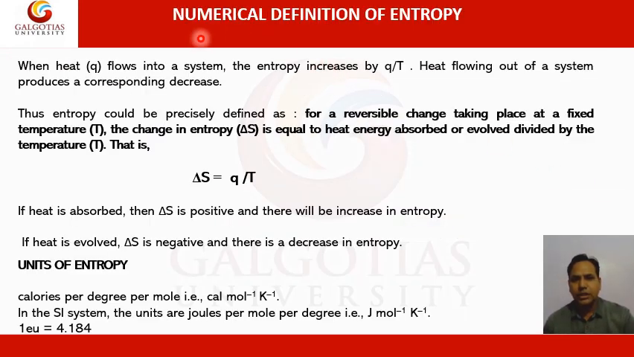Now the mathematical definition of entropy. When heat Q flows into a system, the entropy increases by Q upon T. Heat flowing out of a system produces a corresponding decrease. So entropy can be precisely defined, for a reversible change taking place at fixed temperature, as the change in entropy, delta S, equal to the heat absorbed or evolved divided by the temperature, that is delta S is equal to Q upon T.